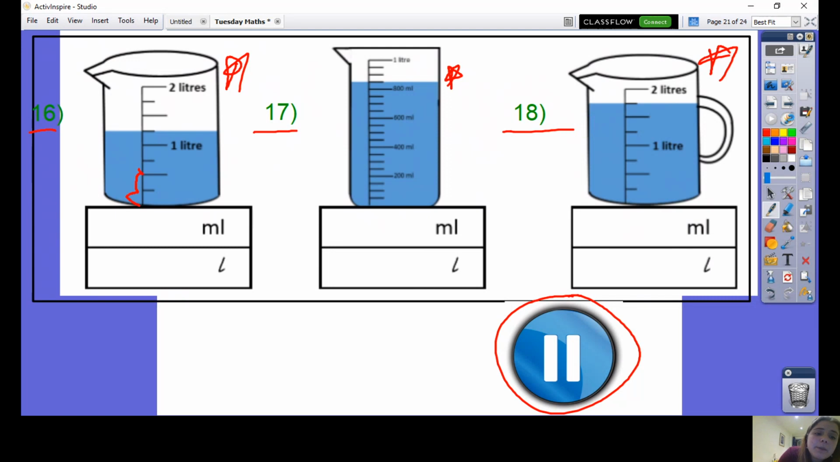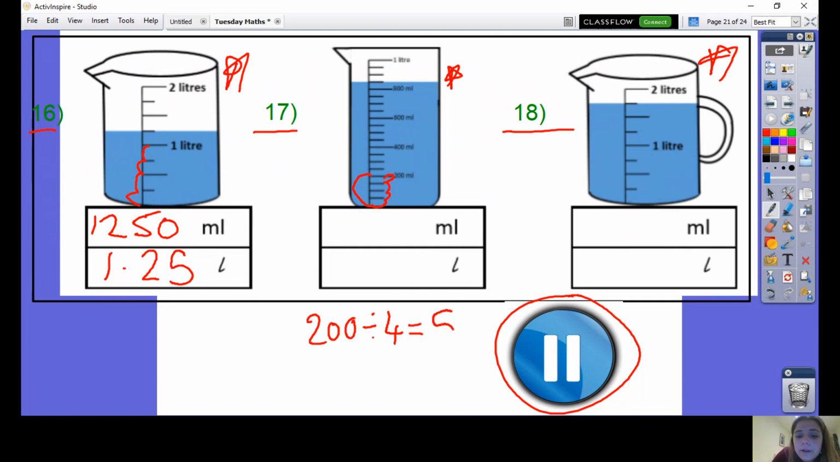Okay, here my increments are 0.25. So this is 1.25 litres, which is 1,250 millilitres. I'm not going to do the timesing for you because you should be comfortable with that by now. Okay, here I'm going from 0 to 200. In how many jumps? 1, 2, 3, 4. 200 divided by 4 is equal to 50. So I'm counting in jumps of 50. 800, 850 millilitres. 850 millilitres. That is equal to 0.85 litres. If you said 0.850, that's not wrong. Just remember that final 0 isn't needed.